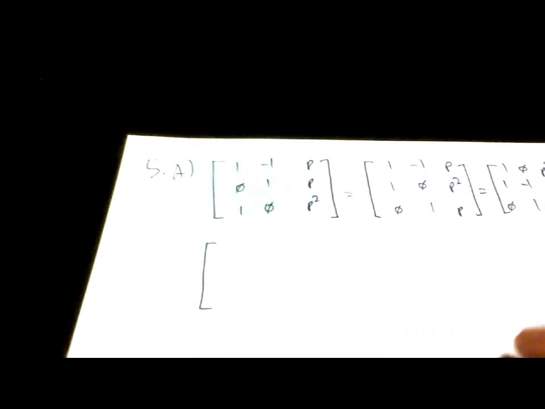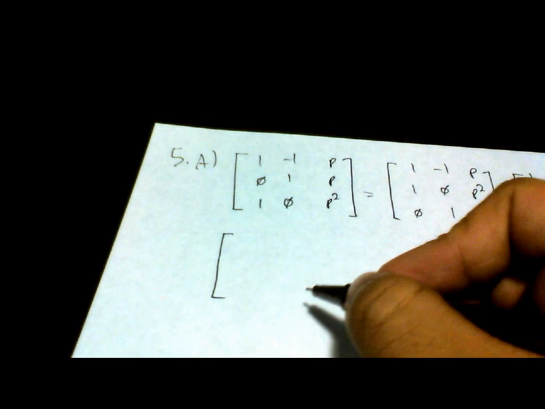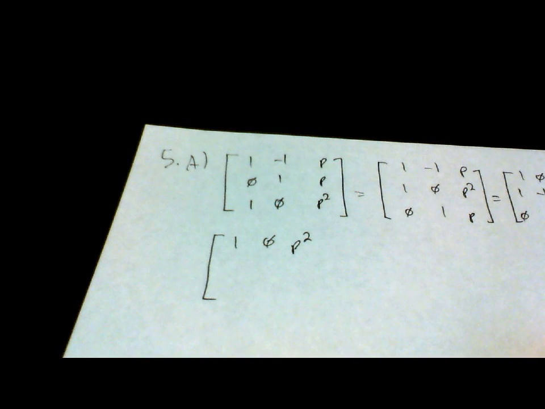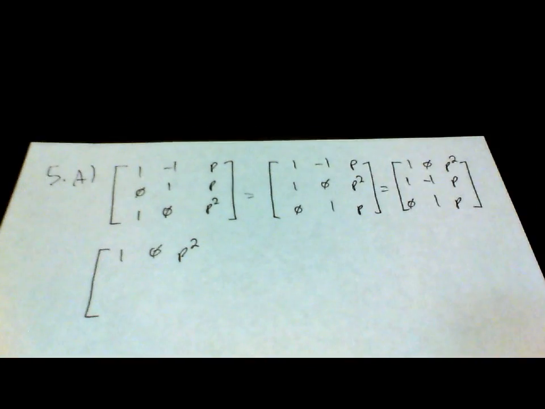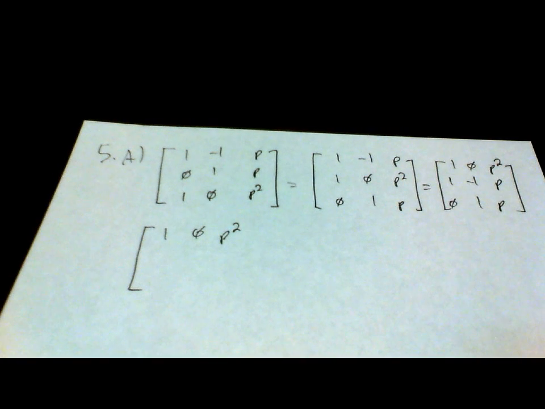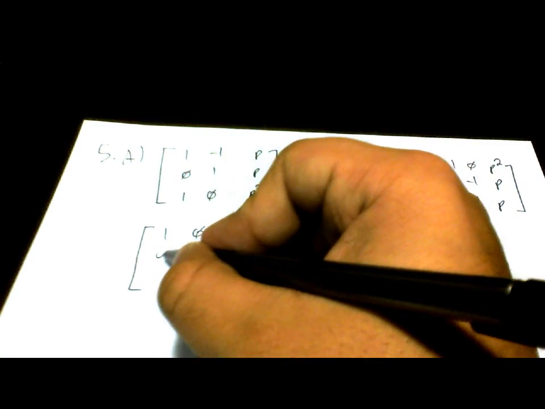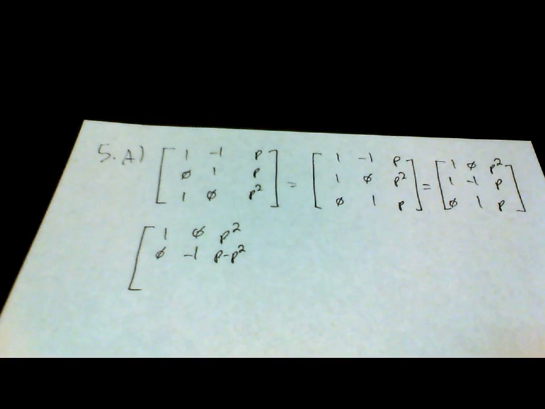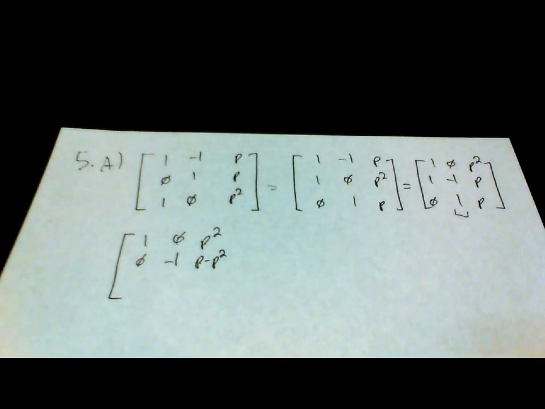So continuing on, we're going to leave the top row as it is. We're going to subtract the top row from the middle row. If you notice up here, if we do that subtraction, we get 0 here, -1 here, and P minus P squared. Now, since we have all our diagonals except for this 1 right here, everything now is in lower triangle form.